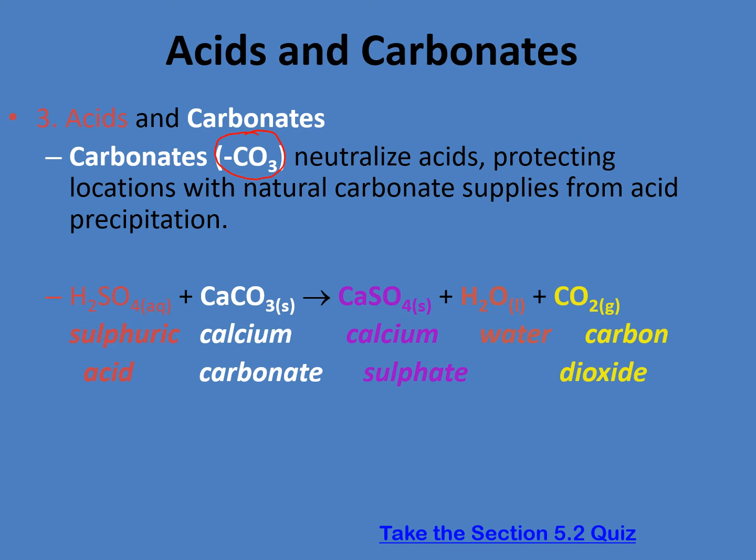So we have sulfuric acid right here, H2SO4. We have a type of carbonate. In this case, we have calcium carbonate, which ends with that CO3. And again, if you treat carbonate kind of like it's a base, because it kind of is a base, we're going to take the positive ion from that carbonate, so that calcium, and combine it with the negative ion from the acid, that SO4, and that produces calcium sulfate.